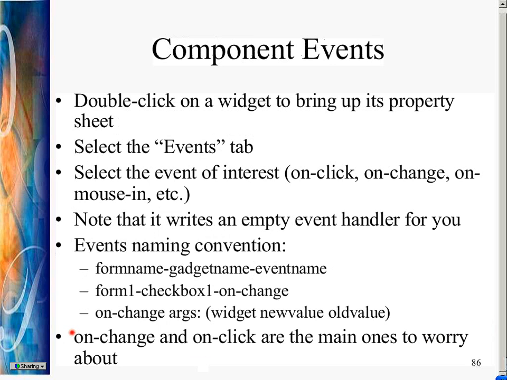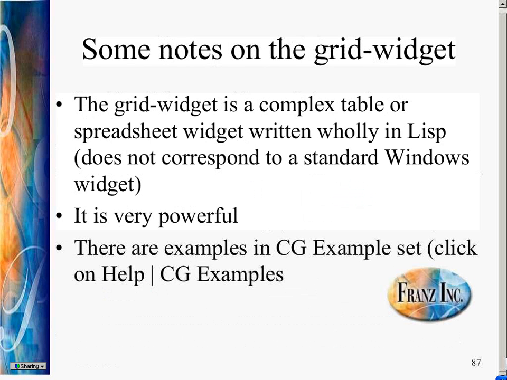There are a whole bunch of event tabs, and those you write event functions with names like onClick, onChange, onMouseIn, etc. You can associate your functions with those, and those functions will be run when you click over an object, when an object changes its value, when the mouse moves over it, etc., etc. The general naming convention of the functions you write is form name, gadget name, event name. So it would be form1 my editable text widget on click, something like that. You'll see these in the editor if you use these things.